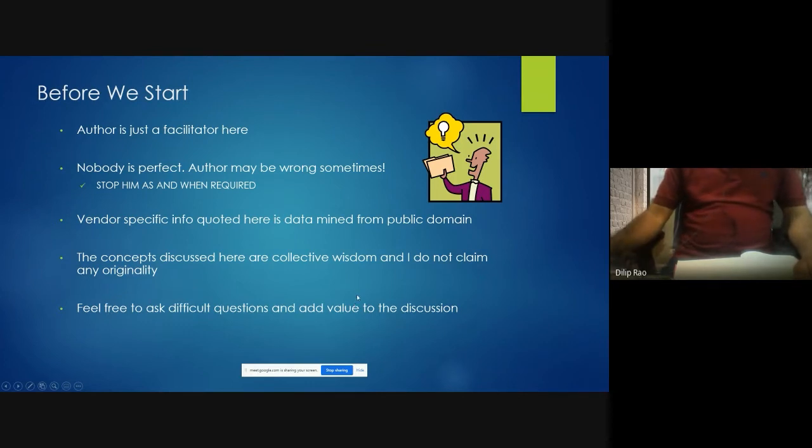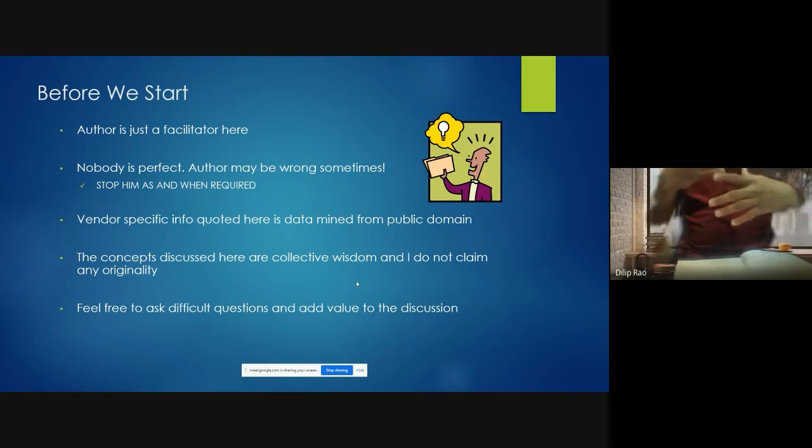Some little disclaimers before we start. As I said, the author, that's me, is just a facilitator here. It's not that I just speak and then you guys listen. No, it's not that way. I'm just trying to build up a good discussion point. So the floor is open. Please feel welcome to ask your question.